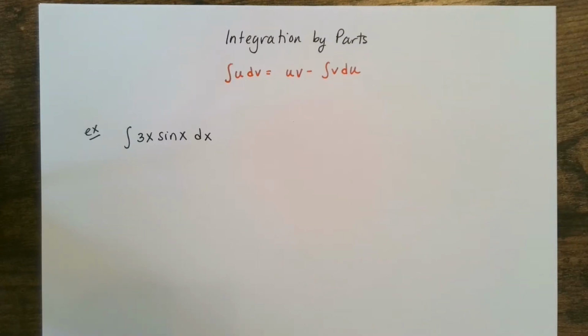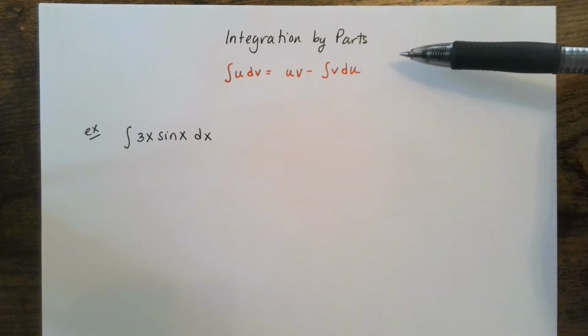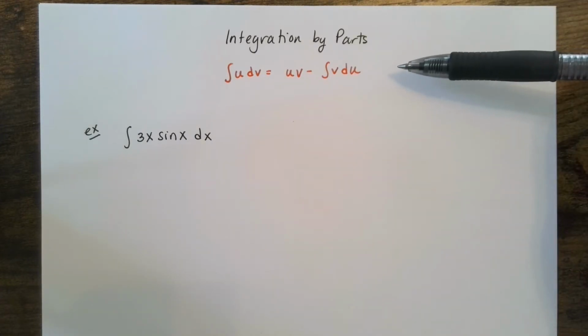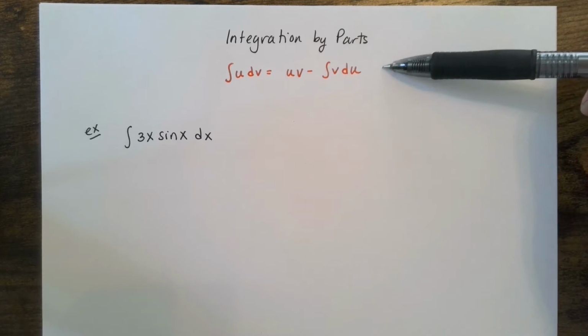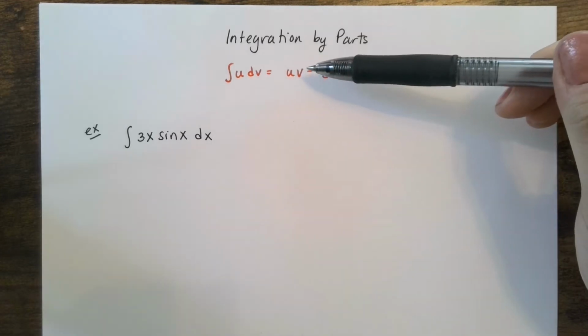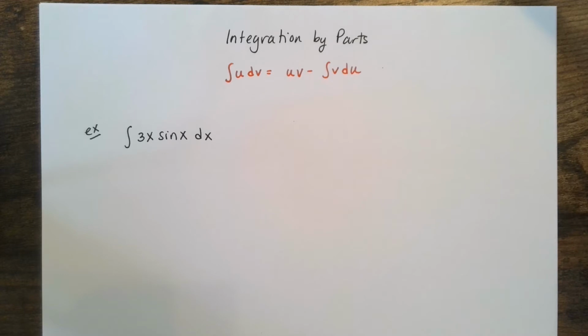Hi everyone, in this video we're going to talk about integration by parts. So what I have at the very top of my sheet here is just the integration by parts formula. So the integral of u dv equals uv minus the integral of v du, which is kind of shorthand for the full formula, but it's enough for us to get by.